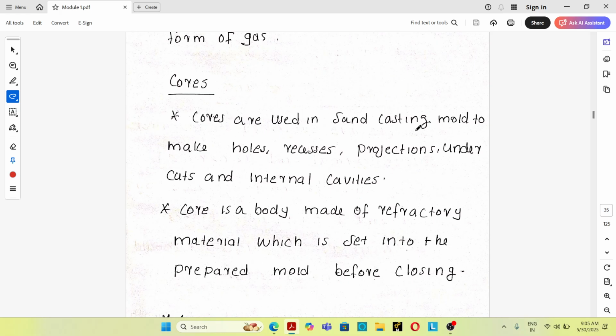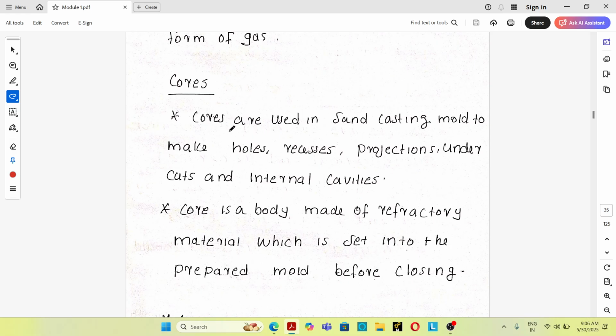In this video, I am going to discuss mold core, characteristics of mold core, types of mold core print and chaplets. So first of all, what is the purpose of a mold core in sand casting mold? Mold cores are basically used for producing hollow castings.